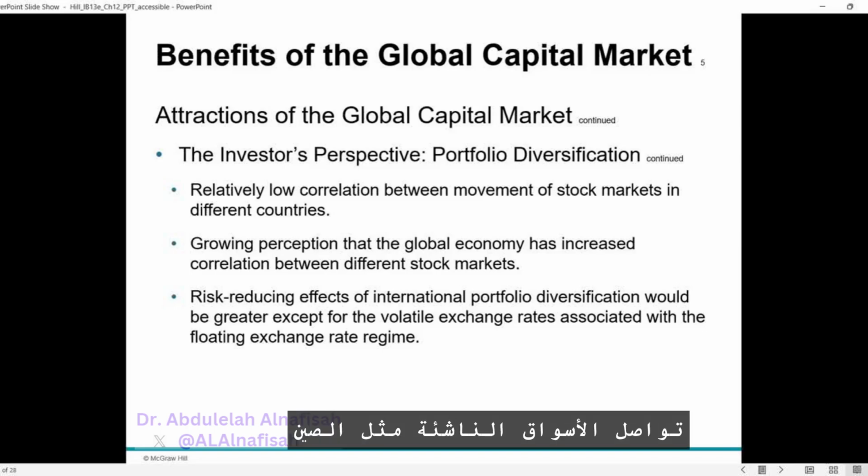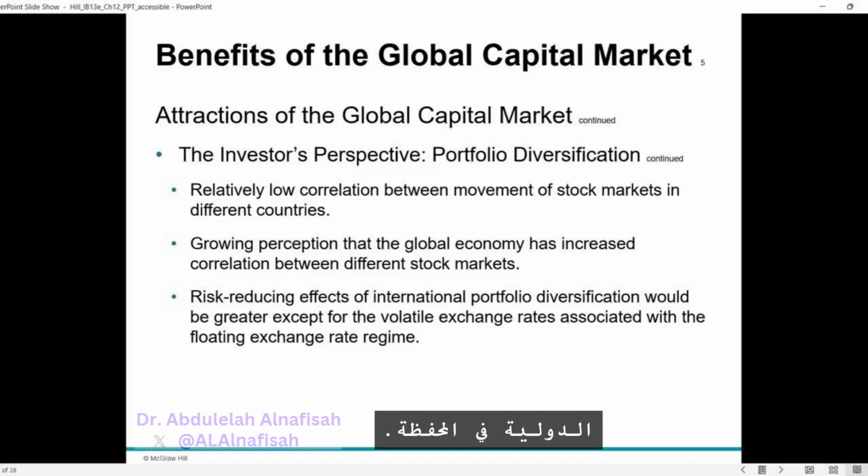Emerging markets, such as China, continue to provide new opportunities for diversification, reinforcing the value of including international assets in a portfolio.